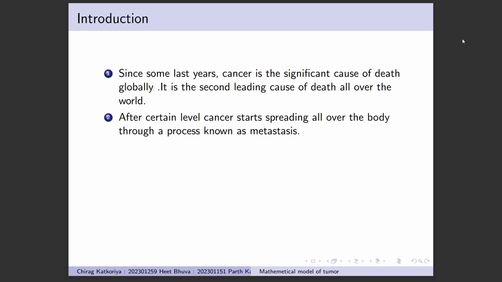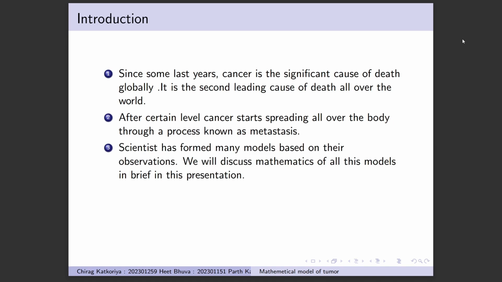After a certain level, cancer also starts spreading all over the body through a process known as metastasis. It starts spreading through other organs, which is evident of how deadly cancer can become. So basically, the most used models are the deterministic model and the stochastic model. There are two types of models.